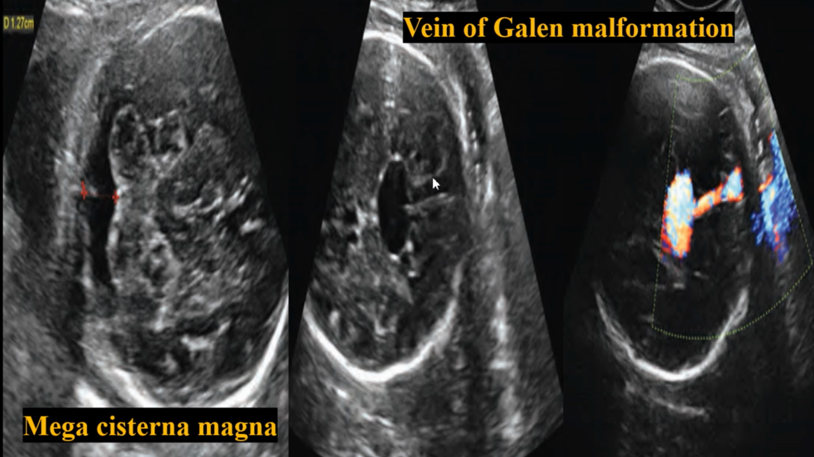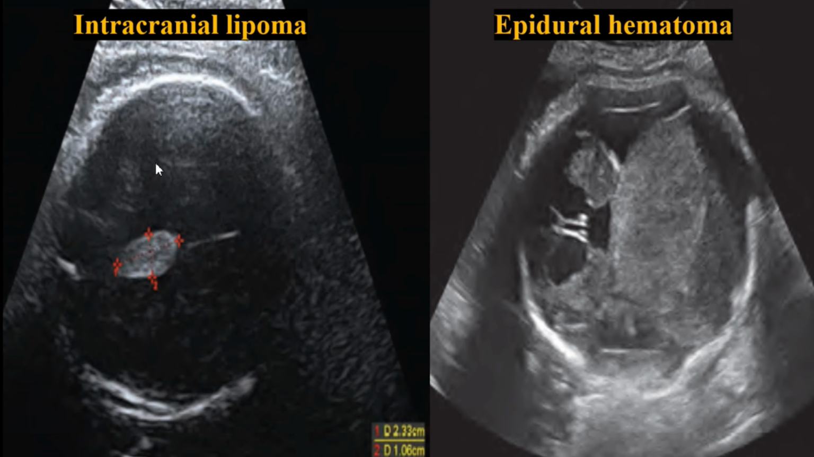Here we can see the grayscale, and this one is a color Doppler image which is showing the vein of Galen malformation. This axial image of the fetal head shows a rounded midline cystic structure in the brain, which is connecting to a tubular cystic structure that courses posteriorly. And this one is the same axial image with the color Doppler corresponding to this one, and it reveals that the abnormal cystic structures in the head are vascular, and these are consistent with vein of Galen malformation.